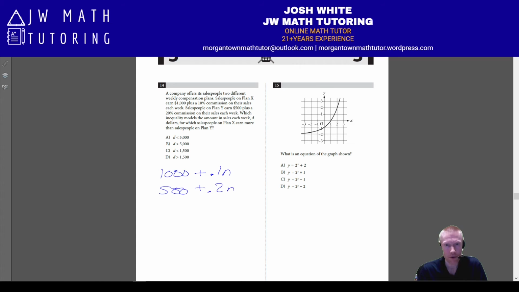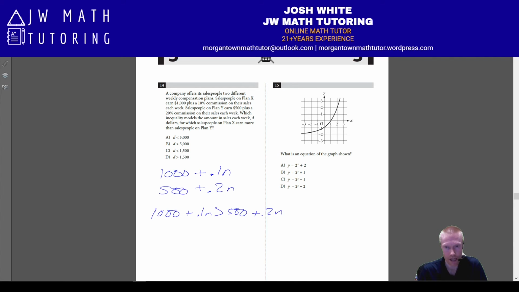And it says we want to know which inequality models the sales for which plan X is more than plan Y. So I'll just set up a basic inequality here. So plan X is 1,000 plus 0.1N. We want that to be greater than the sales from plan Y, which is the 500 plus 0.2N.